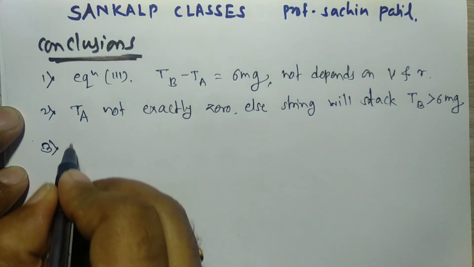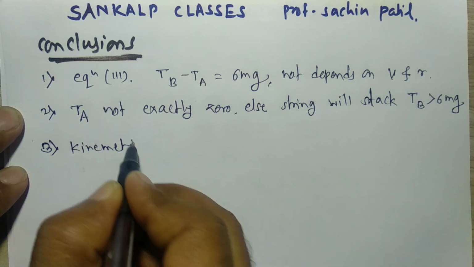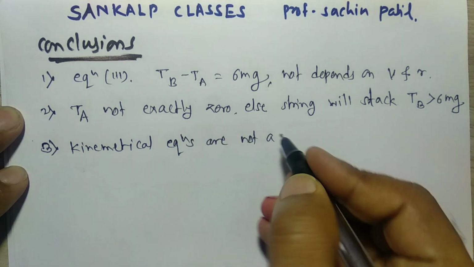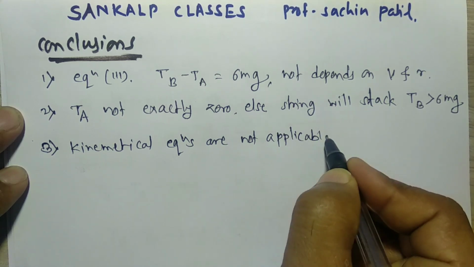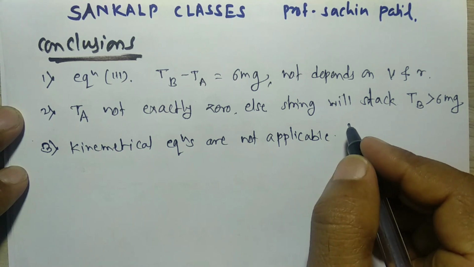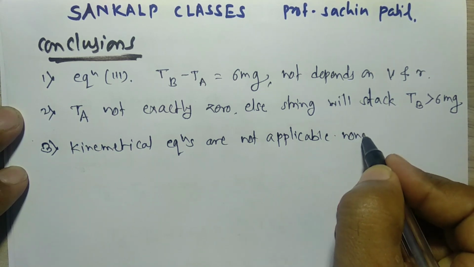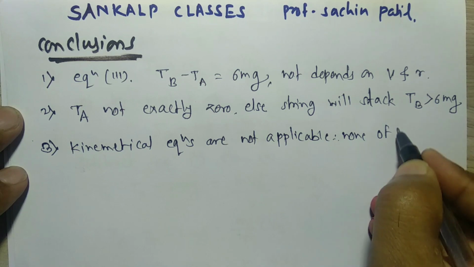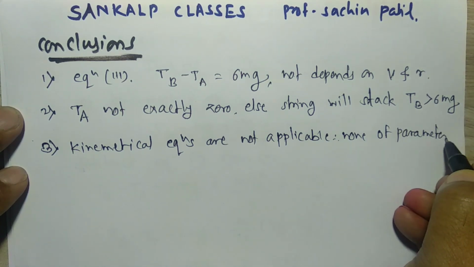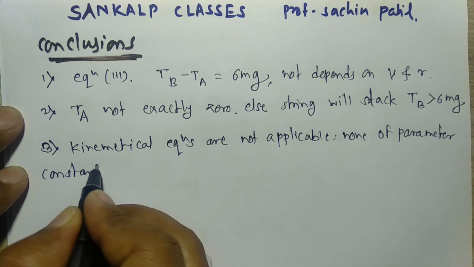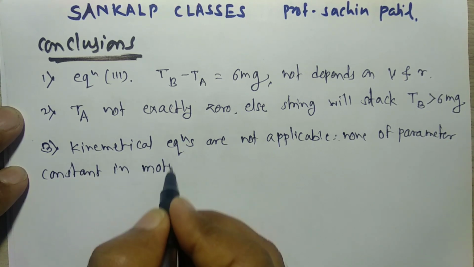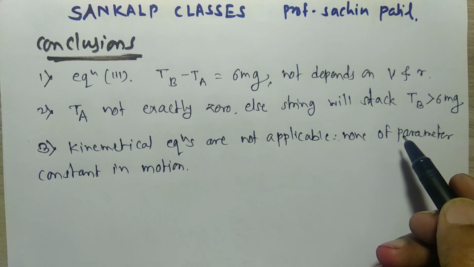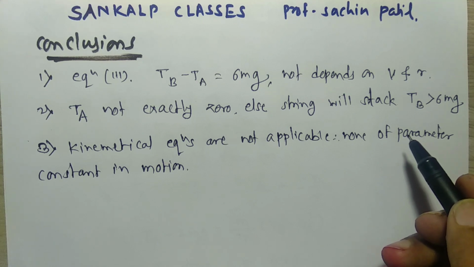The third one is that kinematical equations are not applicable, because none of the parameters is constant in the motion. What does it mean? No parameter is constant inside the vertical circular motion, because tension, and then the weight mg is resolved into components.